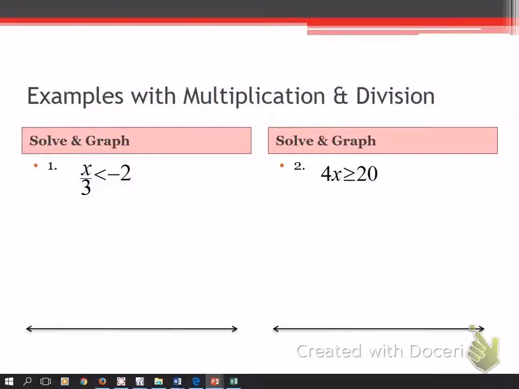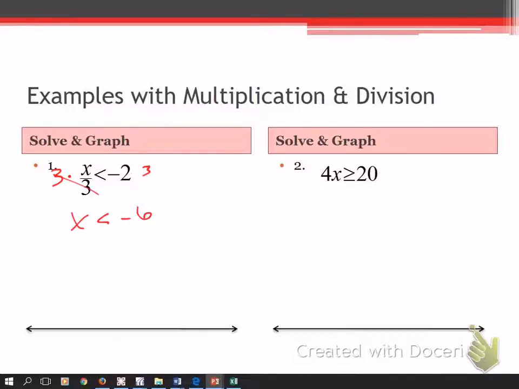And again, the good news is a lot of this stuff is the exact same thing that we did when we solved equations, so hopefully that makes this a little bit easier. So first example here, x over 3 is less than negative 2. In order to undo that division, we're going to multiply both sides by 3. And so x is less than negative 6.